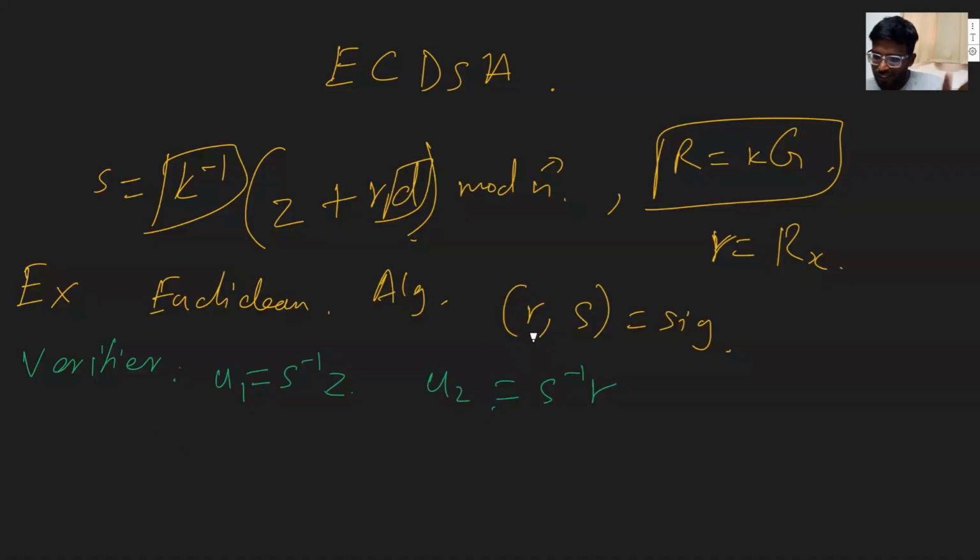I mean, S is not actually a signature. The pair R comma S is a signature, because with simply S you can't do anything. You can't verify anything. Anyway, so now the verifier computes this capital X.